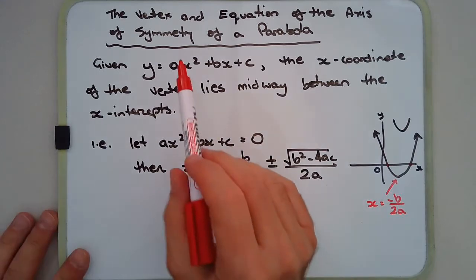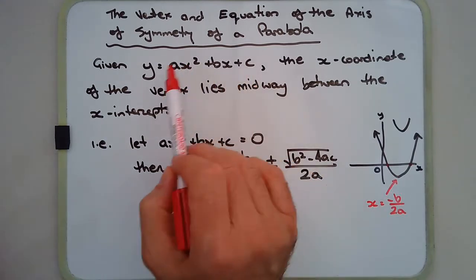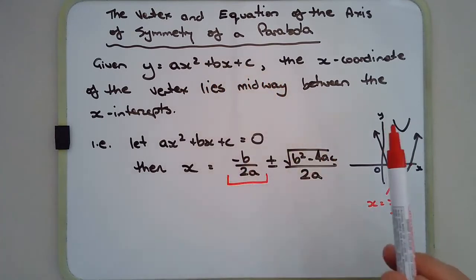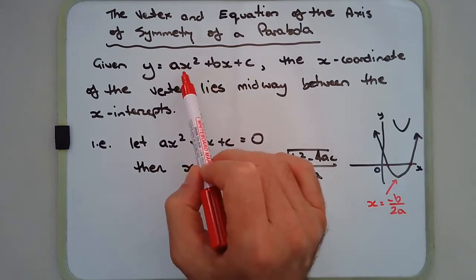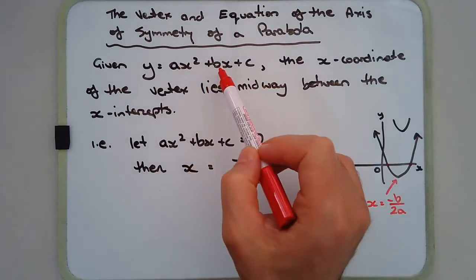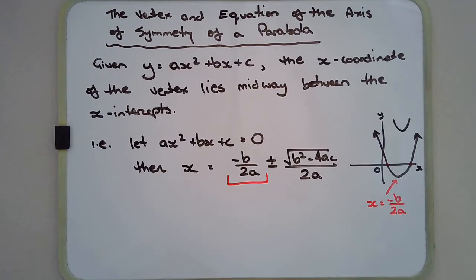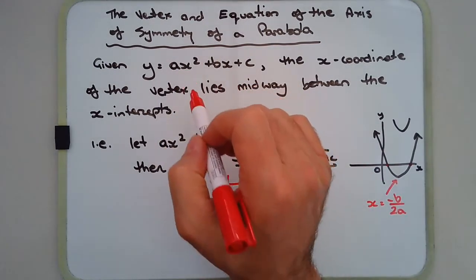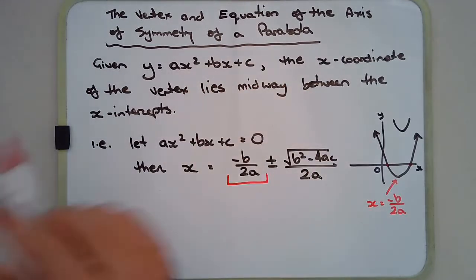So provided the equation of the parabola is in this general form, we don't actually care about the c. The x-coordinate of the vertex is negative b on 2a, and that's it. That doesn't give us the y-coordinate though. So in order to find the y-coordinate, we need to substitute in whatever this value works out to be. We'll look at an example shortly. We substitute that into the original equation of the parabola for x, evaluate that, get a value for y, and then you've got the coordinates of the vertex.